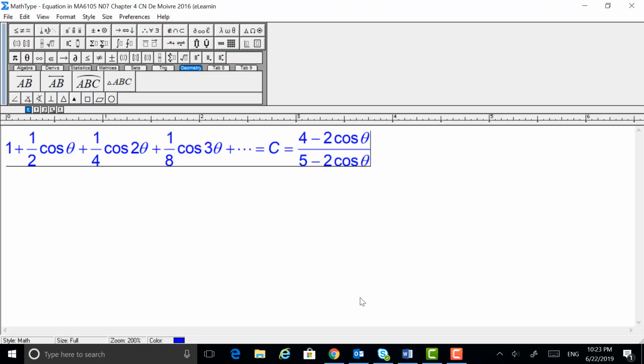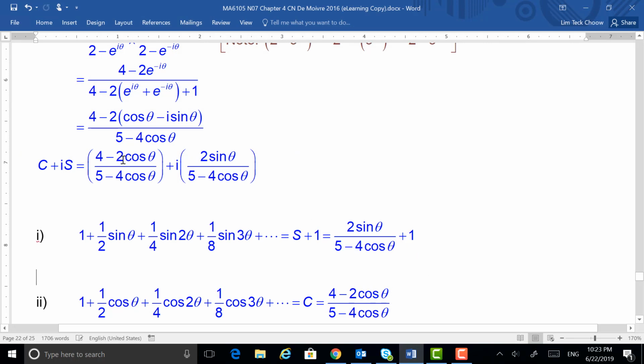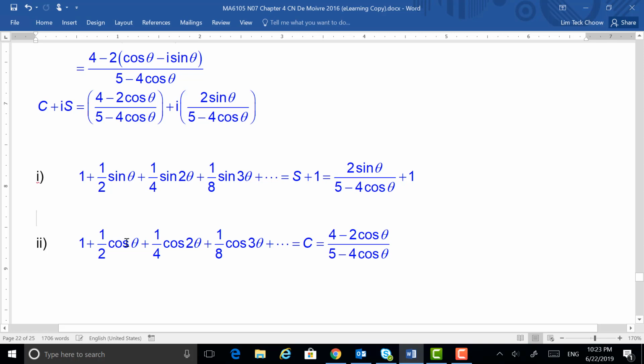And likewise, there's an error here. This ought to be 4 as well. And here we are. Okay, by comparing, our C is this, and our S is this, right? So for the first series, you add the additional 1, and for the other one, immediately it is the C. And we are done. So once again, you have shown how we can use complex numbers to find the sum of a series comprising sine functions and a series that comprises cosine functions.